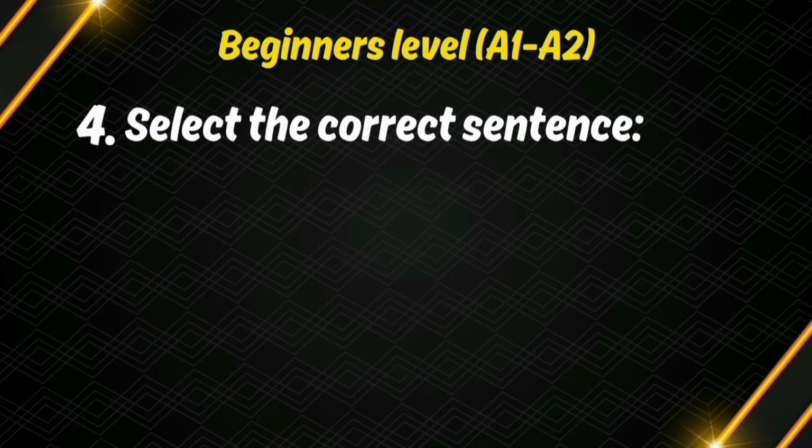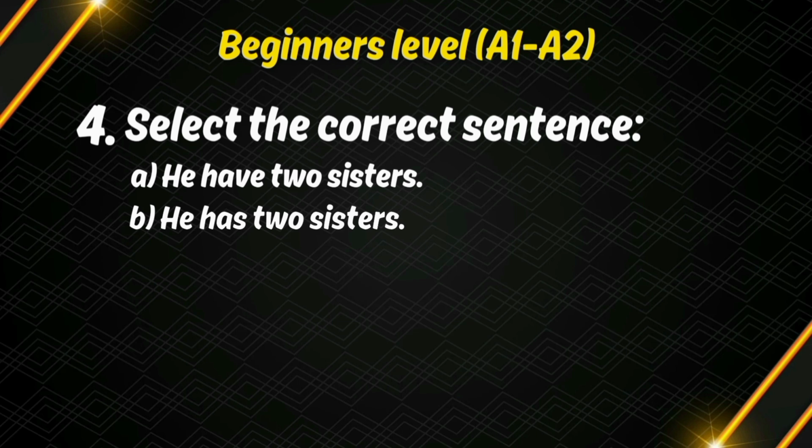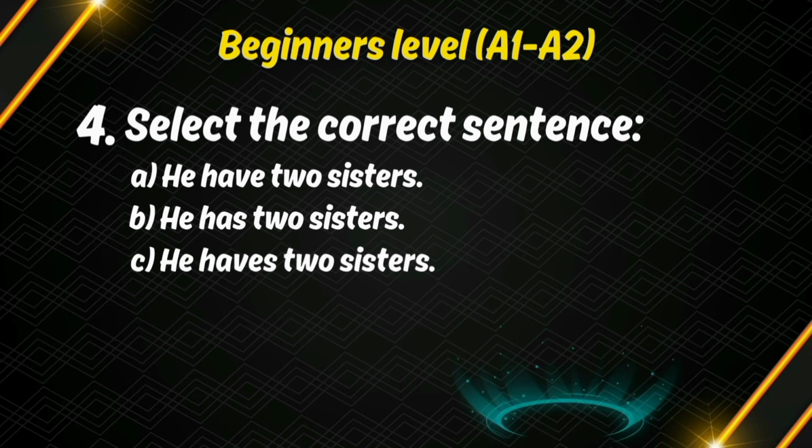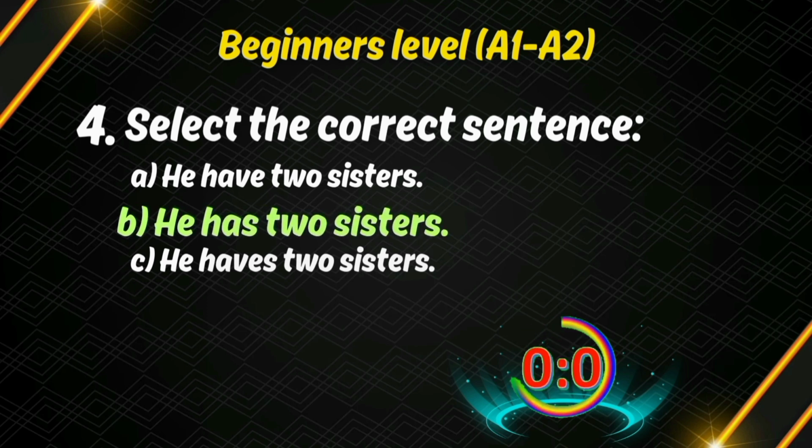4. Select the correct sentence. A. He have 2 sisters. B. He has 2 sisters. C. He has 2 sisters. The correct sentence is, he has 2 sisters.